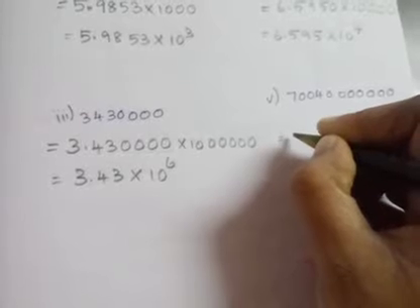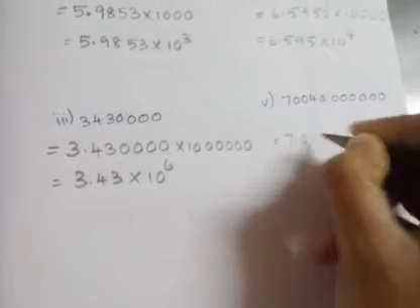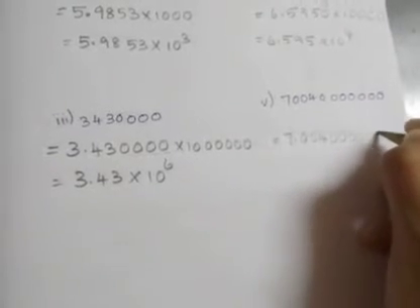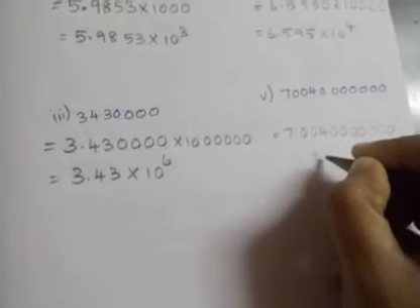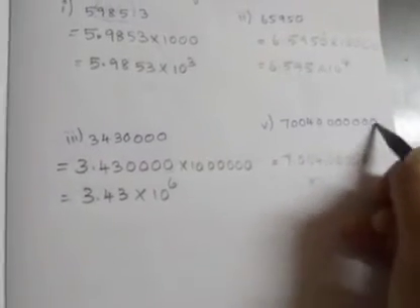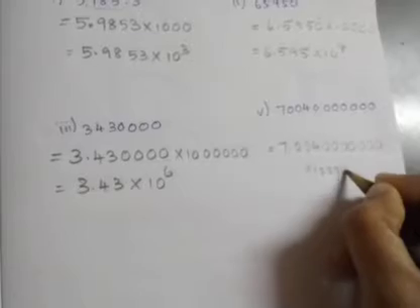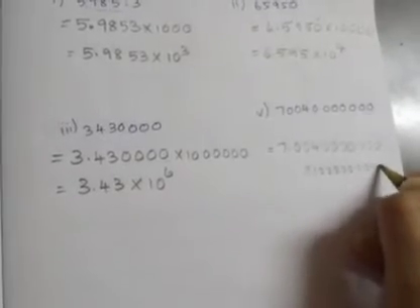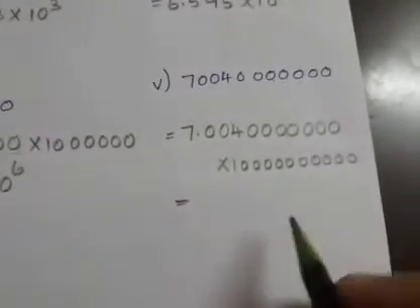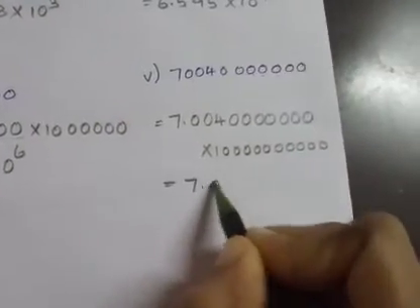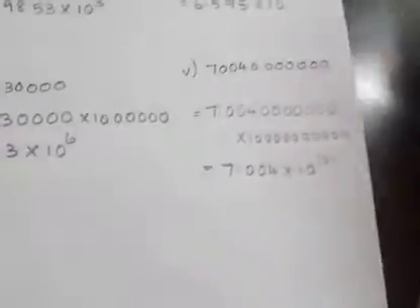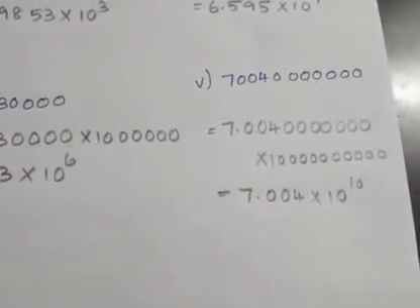Now, 7.004000000 into 1 2 3 4 5 6 7 8 9 10. 10 zeros I have inserted. Okay, 10 zeros I have inserted. So the answer is 7.004 into 10 power 10.